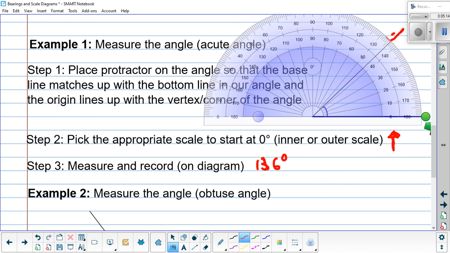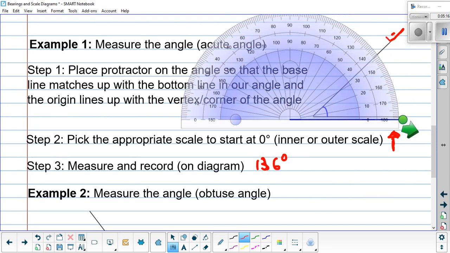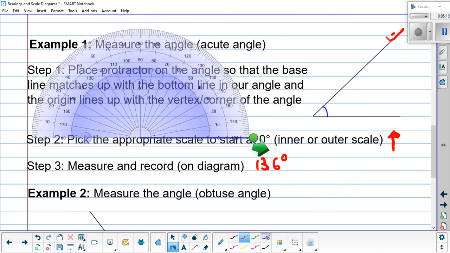So 136 degrees. The very last thing we always want to do is label it on your diagram, because that indicates, well, I know it's 136 degrees. I've answered the question. They know what you're talking about, that angle, because you've drawn it on the given diagram.